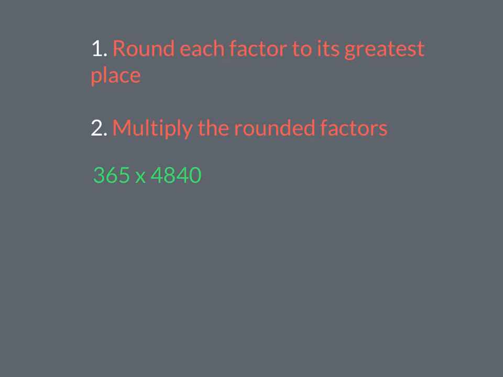Let's take a look at the example, 365 times 4,840. We are going to estimate or round 365 to being 400. So we make that 400 times, and then we look at the 4,840, and we would estimate that to being close to 5,000. So now we have 400 times 5,000, and that equals 2 million.